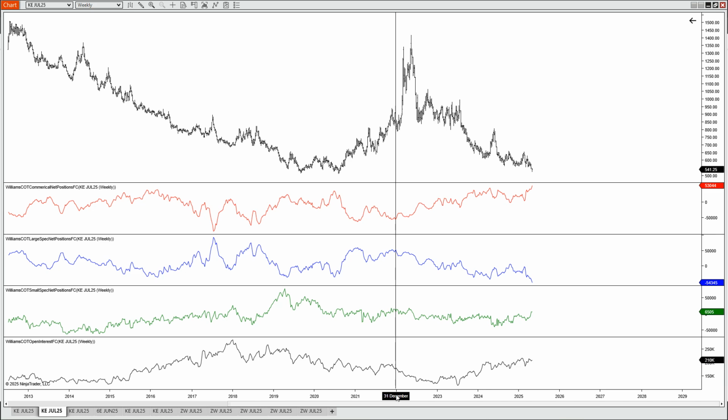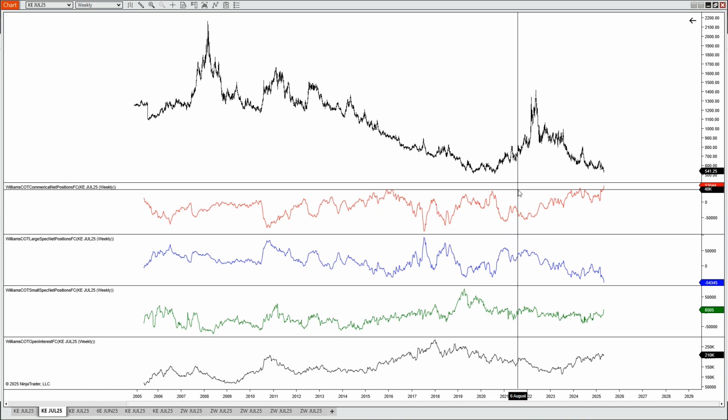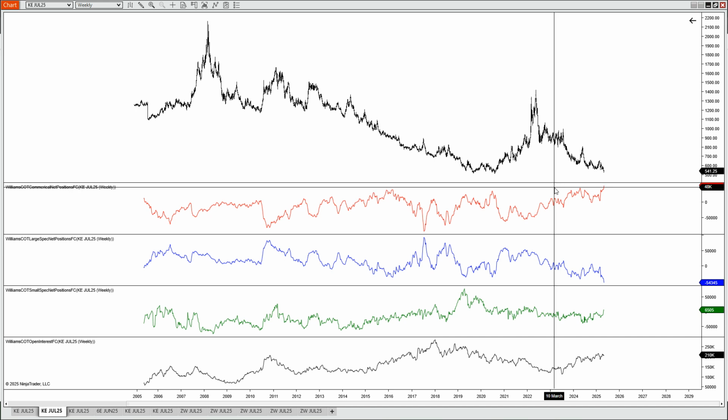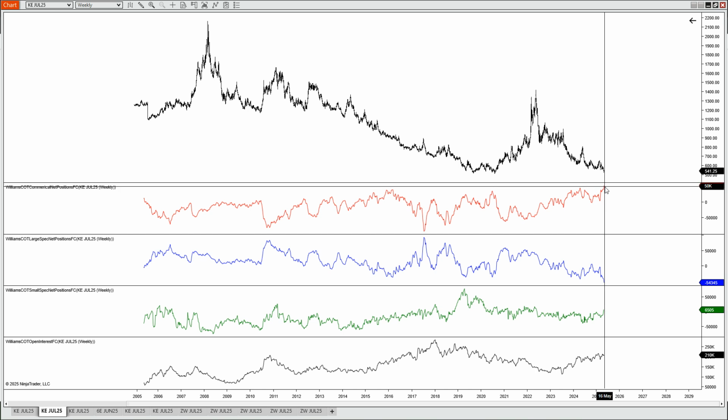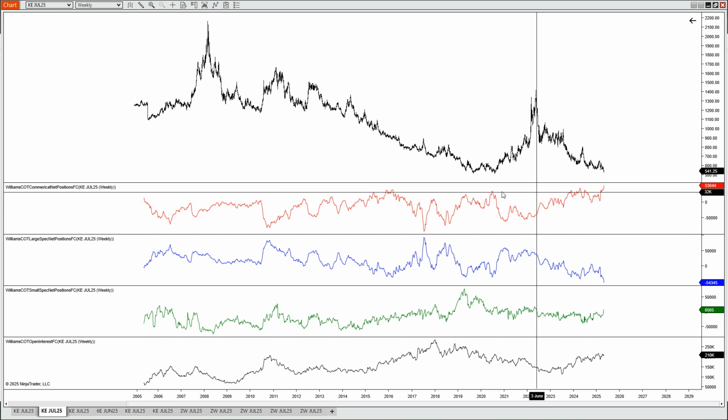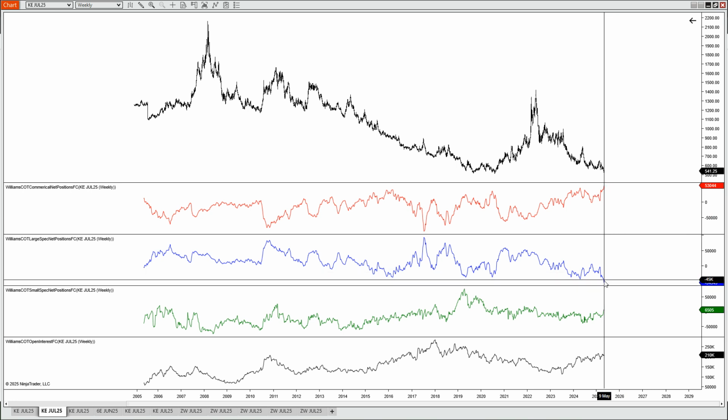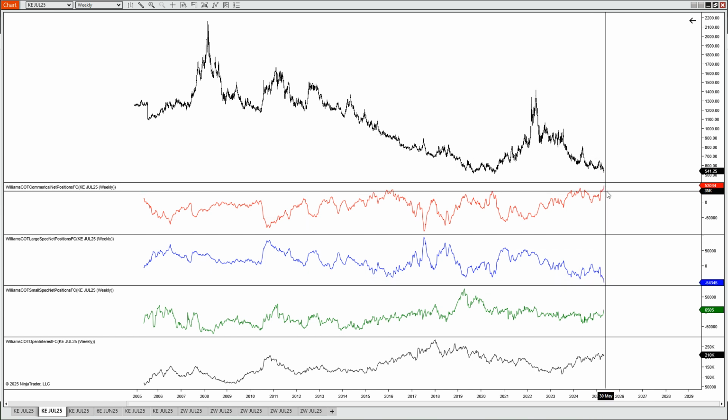Now, what's even more crazy about this trade is that the commercials are the most long they've been of all time. The red line up here is the net positioning of the commercials, and they are more long than they've ever been, ever. That's crazy. And on the opposite side of the trade, the large speculators, the trend followers, are the most short they've ever been of all time. That is a really bullish setup condition.